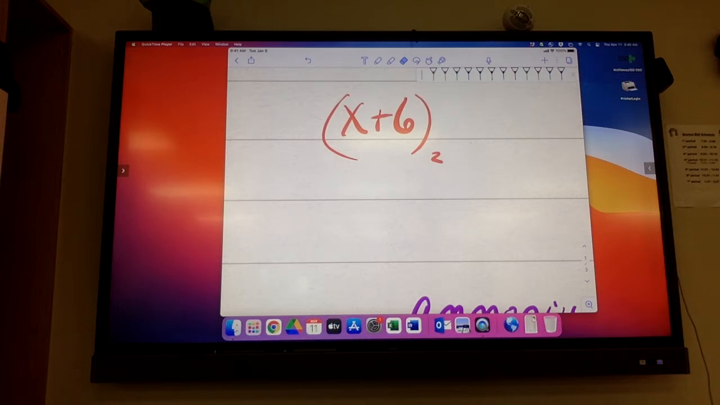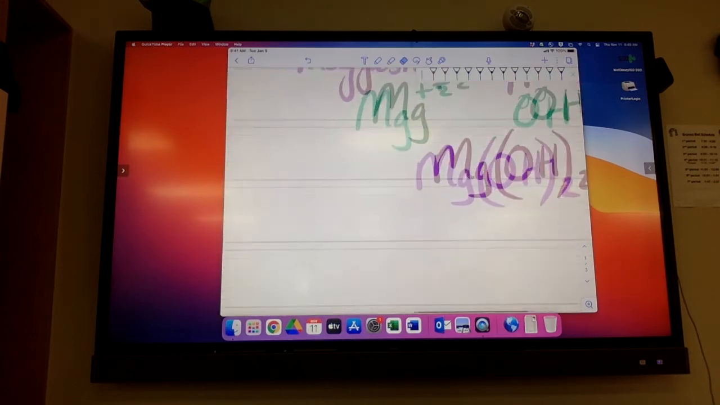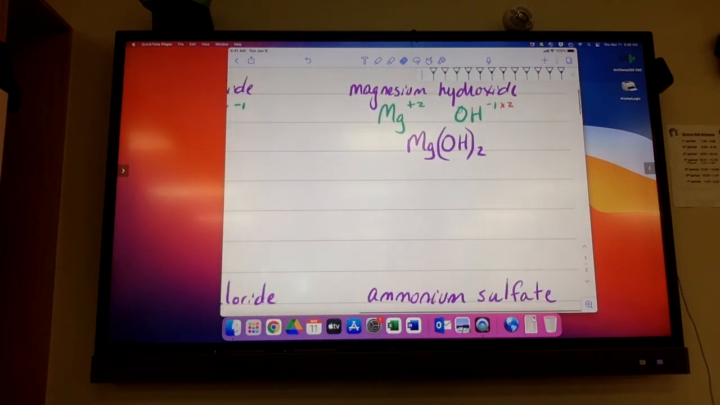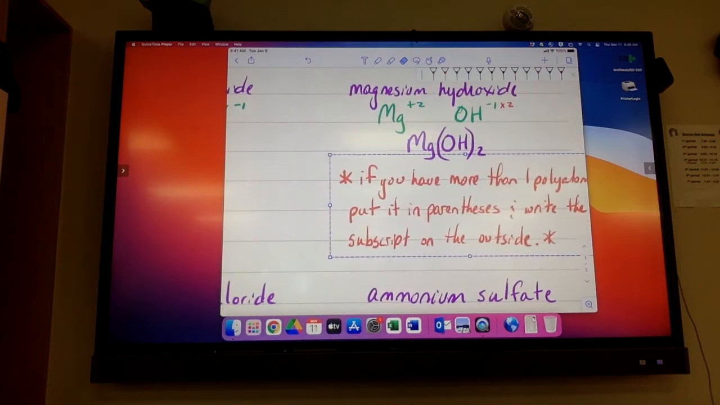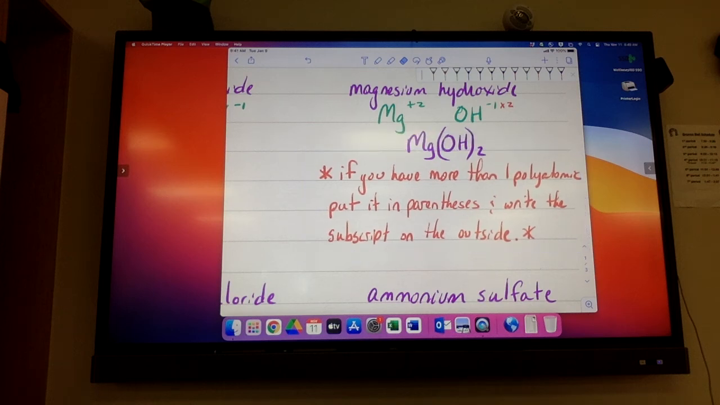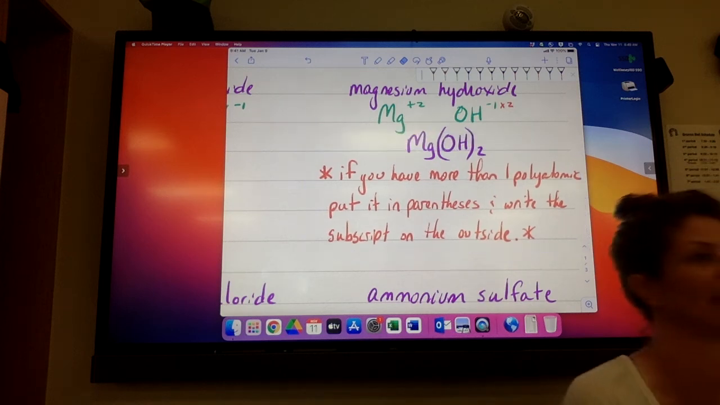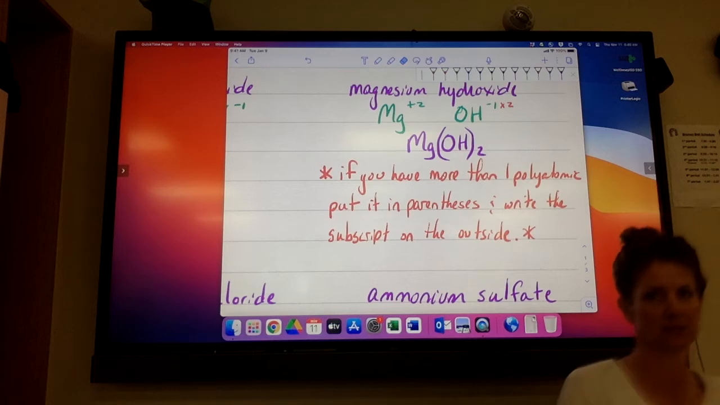Also, another thing, let's say I just had x and I want to multiply it by 2. Do I have to put it in parentheses to do that? No. And so I wouldn't have to do that to just an element either. I could just write it without parentheses. So I'm going to show you both of that in a second. So let's jot that down so we don't forget it. If you have more than one polyatomic, put it in parentheses and write the subscript on the outside of the parentheses.